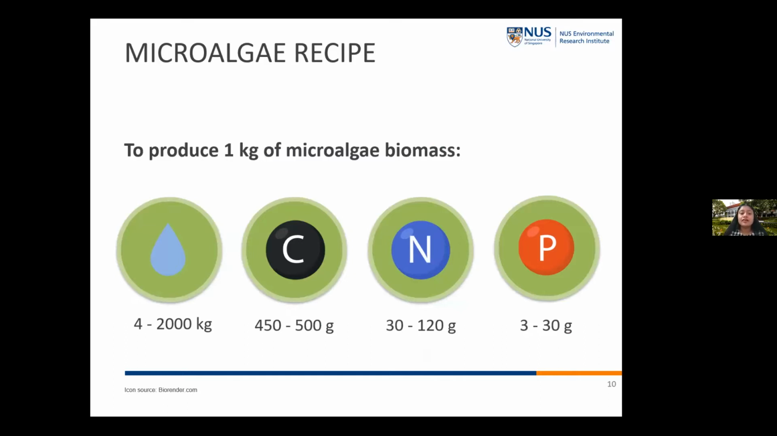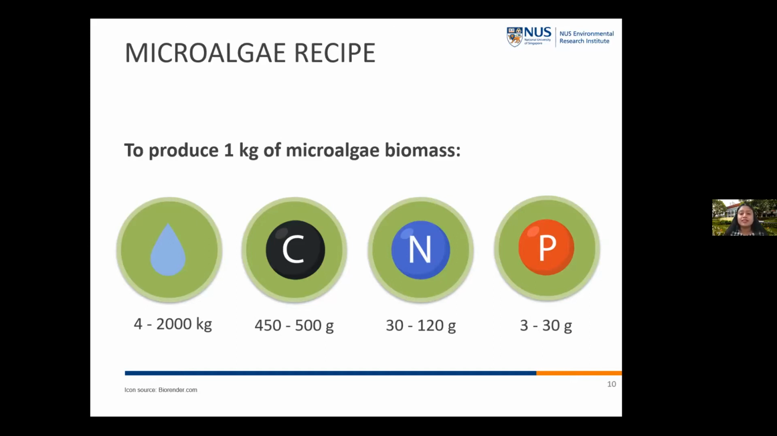The reason behind the wide range here is that microalgae can be cultivated in 2 different cultivation systems. The first is autotrophic, where they photosynthesize. But here, the photobioreactors that are currently available can produce a maximum of 10 to 15 grams per liter of biomass, which is why you can see the water quantity going higher.